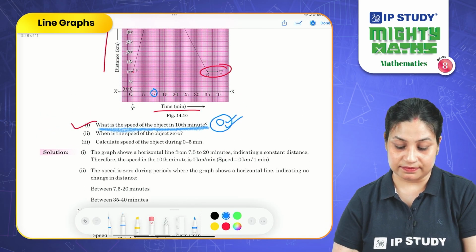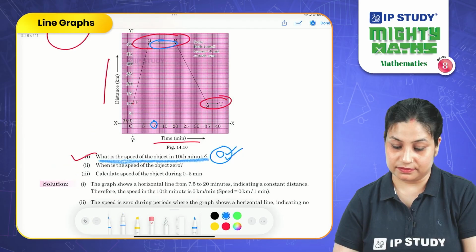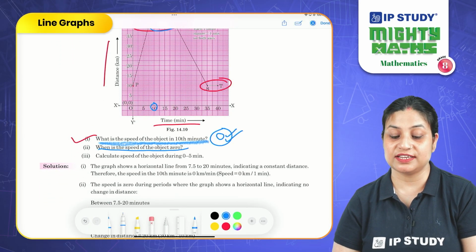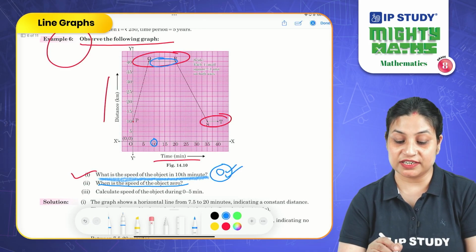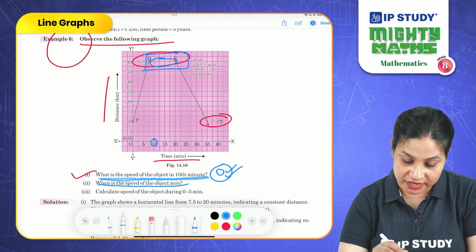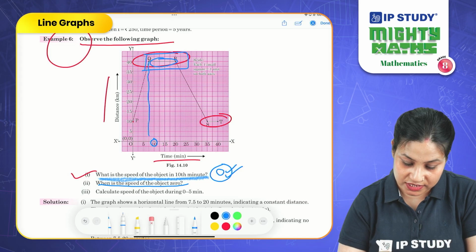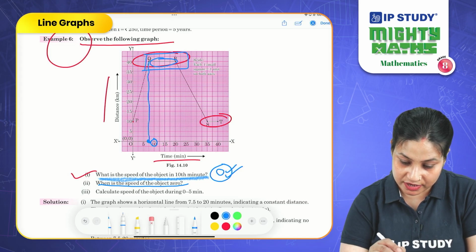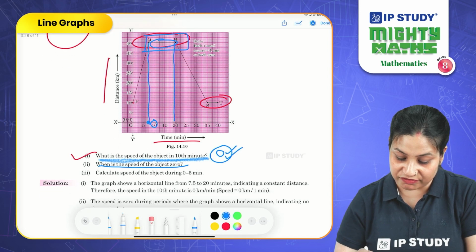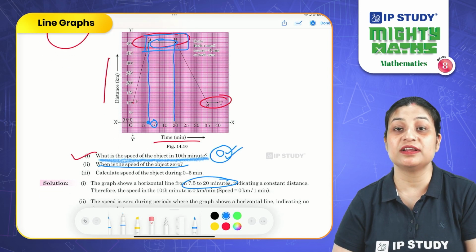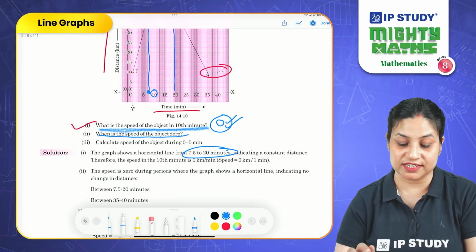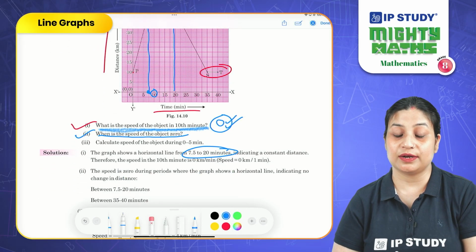The next is, when is the speed of the object 0? The speed of the object is 0 for this particular interval of time. So what is the time? Let's plot it and let's check. For this interval, this is 7.5 and this is 20. So it means from 7.5 to 20 minutes, right? The speed of this vehicle is 0. So this is the answer for the second question.